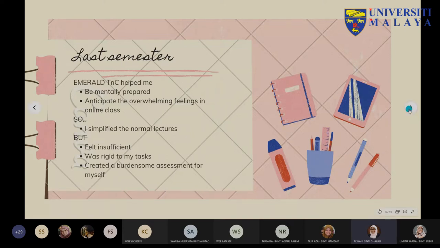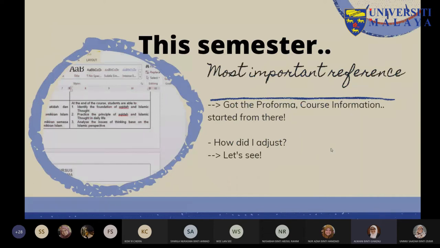The assessment was a torture for me since I had other administrative tasks to do at that time. This semester, when I got a new subject, I looked at the most important things on the Proforma and designed the course and activities on my own. That's because I'm the only lecturer teaching the subject, and I'm free to adjust the activities. So I looked carefully at these. I had to make sure that these are reached in the end.